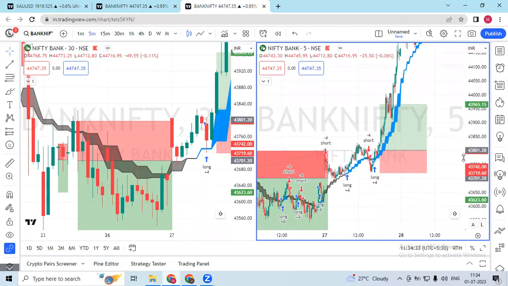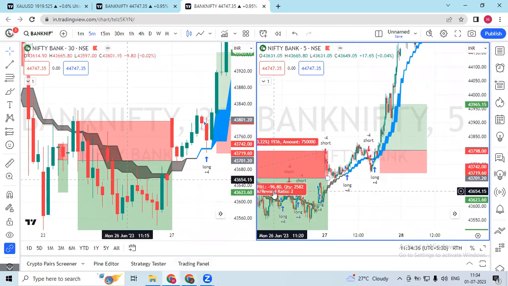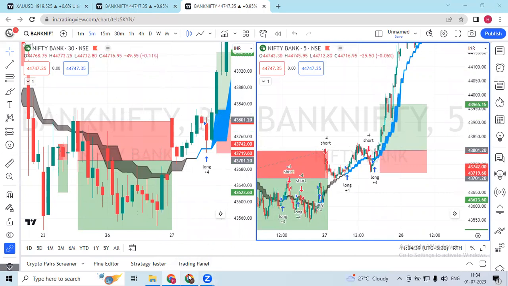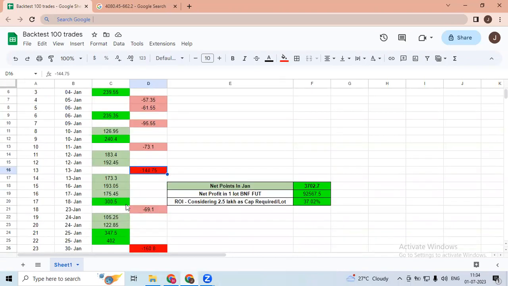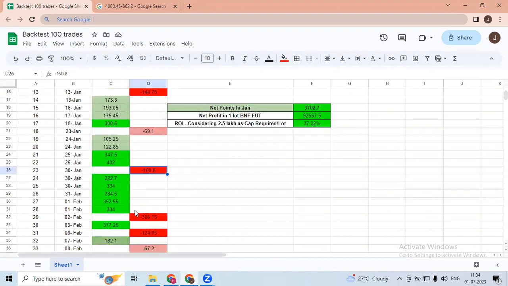So I am going to share with you now the results of 100 trades backtested, and I have backtested it from the month of January. Okay. So in January itself, you can see over here, there were winners, there were losers. This was a big loss. This was a big win. Now, this was again a big loss. So at the end of the January month, we gained nearly around 3,702 points. Which is roughly, with one lot, if you consider the costing or how much we earned, 92,567 rupees.